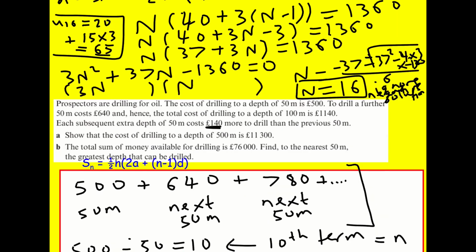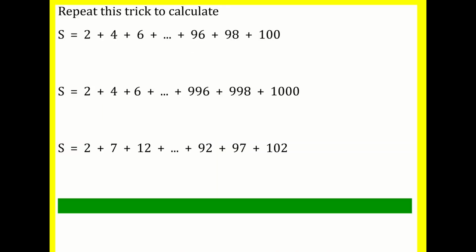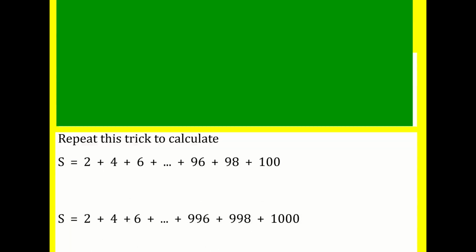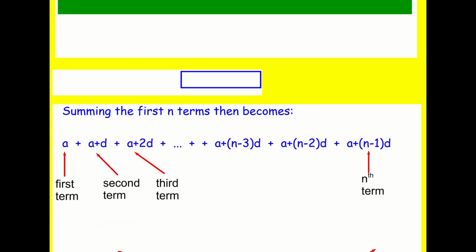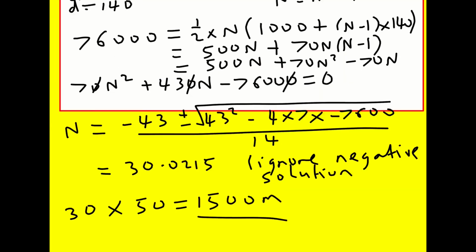There are other things you might have to do with sequences, but I think we've covered the main stuff. We've shown where the formula comes from, which I think is the neatest bit of the lesson, to be honest, and then it's a case of applying it to different situations.